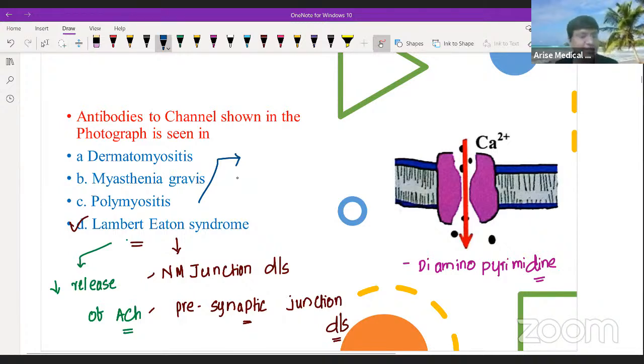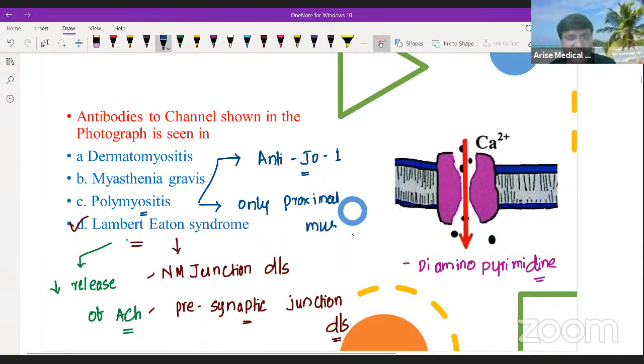So the antibodies you will see in polymyositis are, very good, Dr. Dipen, anti-Jo1. But the question you need to understand here is, what are the differences between dermatomyositis and polymyositis? Let me tell you. In polymyositis, you will not only have the anti-Jo1 antibodies formed against the muscle, but also anti-histidyl antibodies. And in polymyositis, there is only proximal muscle weakness.